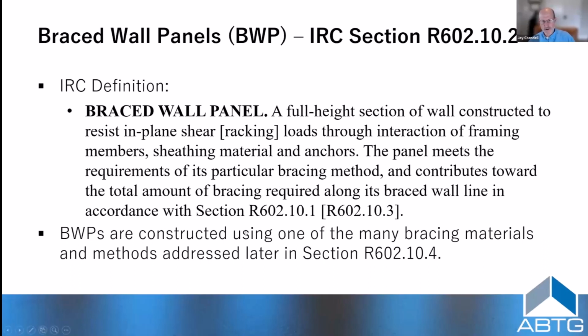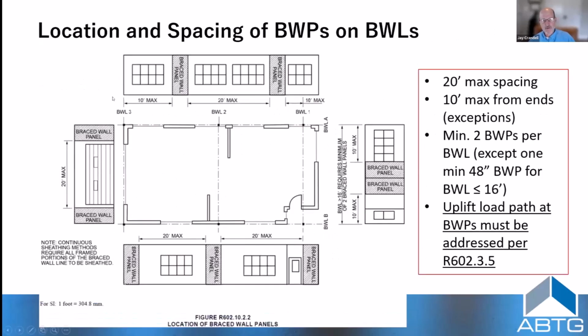Braced wall panels are constructed using one of the many bracing methods that we'll talk about later. Here's an example of how they would get laid out on these wall lines, the front and back, left and right wall lines that are folded out, so you can see them in plan view, what those walls look like. And you can see this one back here has 2 braced wall panels. The braced wall panel has to be at least 10 feet from the end, although you can get around that. You can space it further.